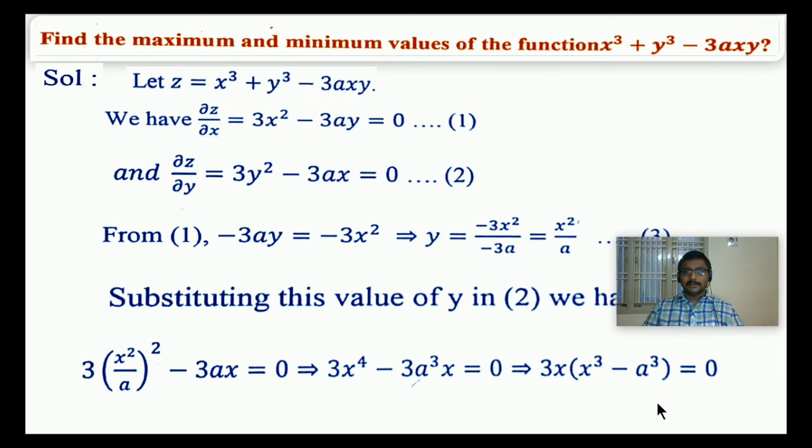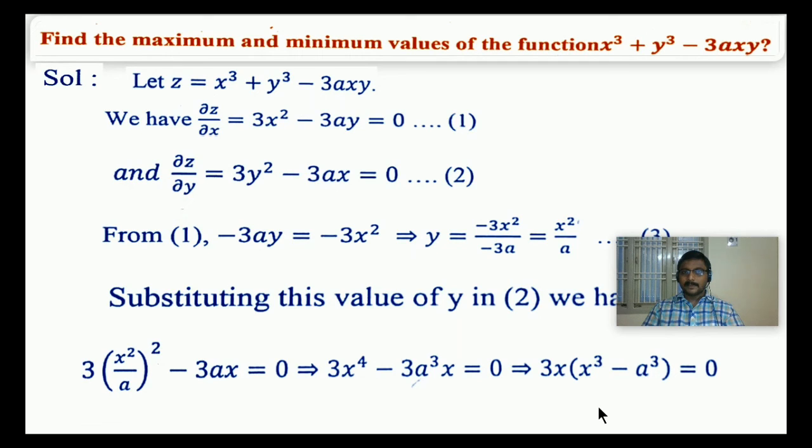3 cannot be 0, so either x is 0 or x cubed minus a cubed is 0. So we have x is 0 as one of the x values, and x cubed minus a cubed is 0. It looks like a cubed minus b cubed, which can be written as (a minus b) into (a squared plus ab plus b squared). That is, x cubed minus a cubed can be written as (x minus a) into (x squared plus ax plus a squared) equal to 0. x minus a is equated to 0, we will have x is a.